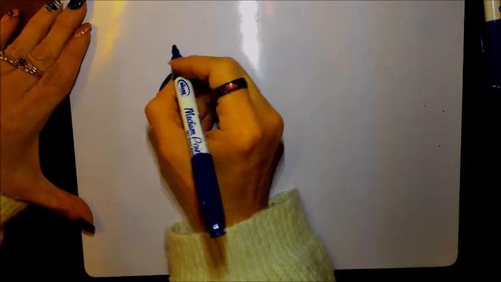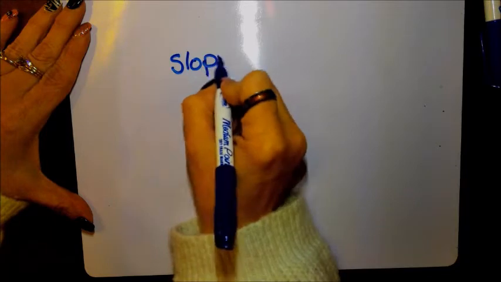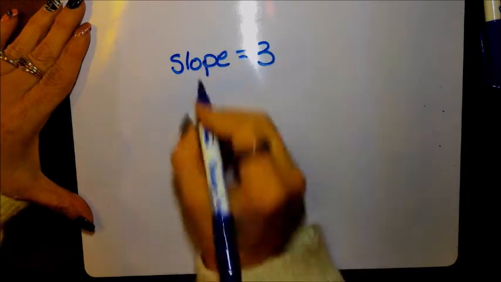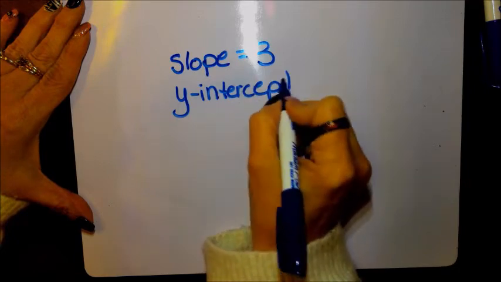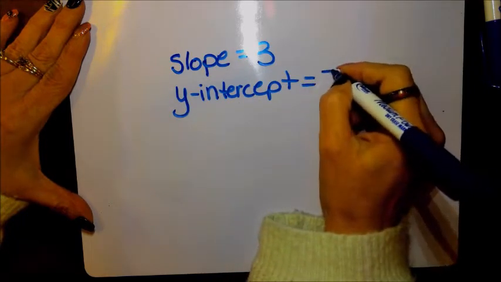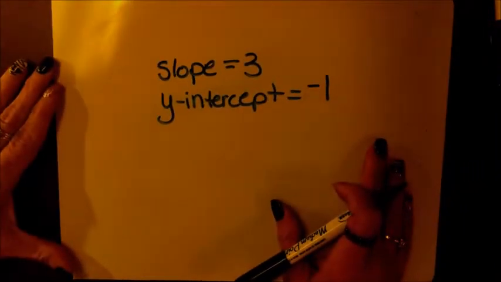So I want to start off, if I give you that the slope is 3 and the y-intercept is, we'll say, -1, and I ask you to write the equation of a line that passes through those points.